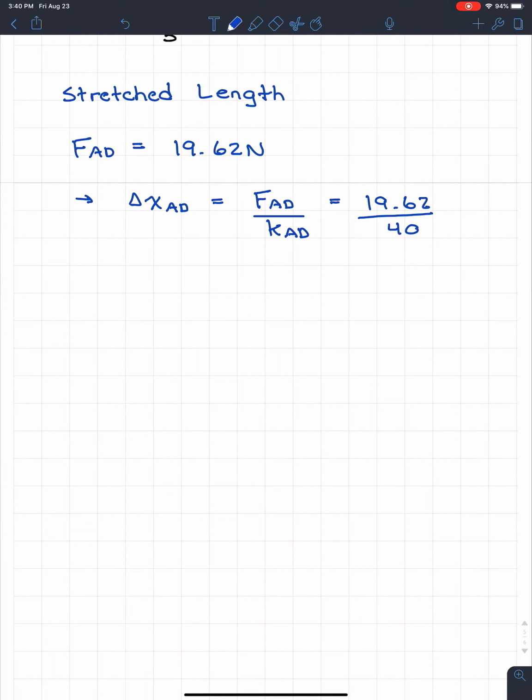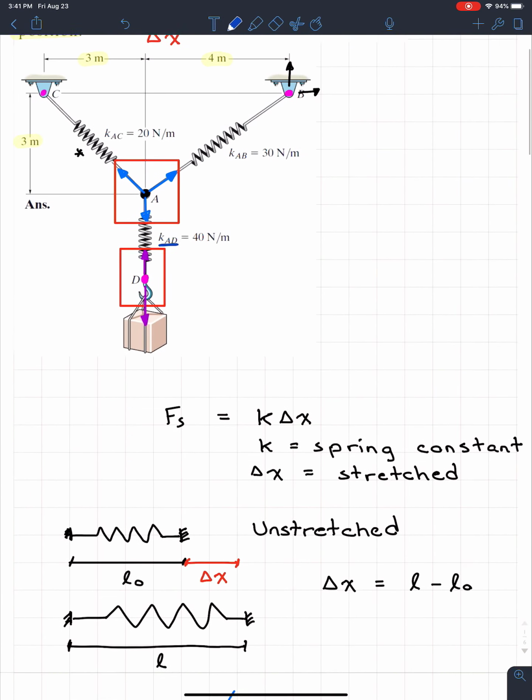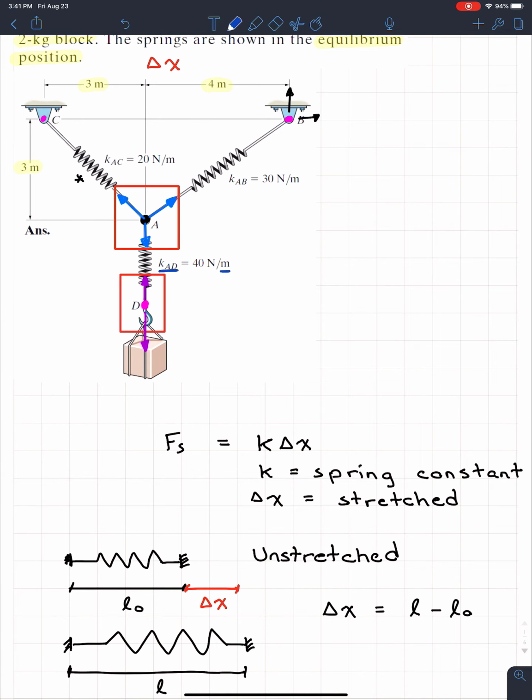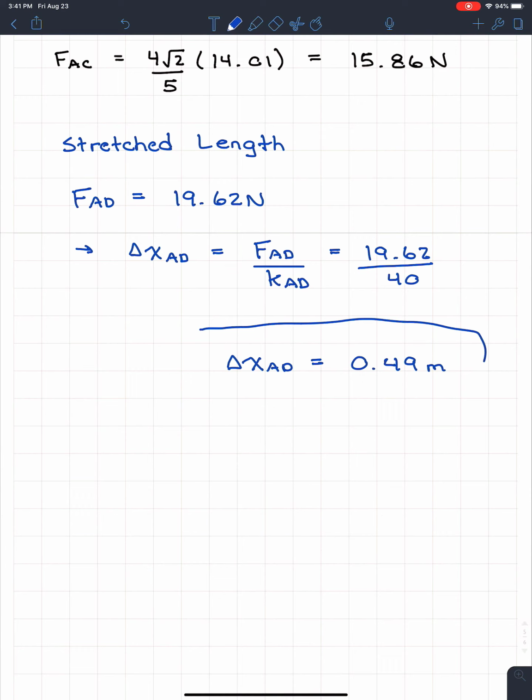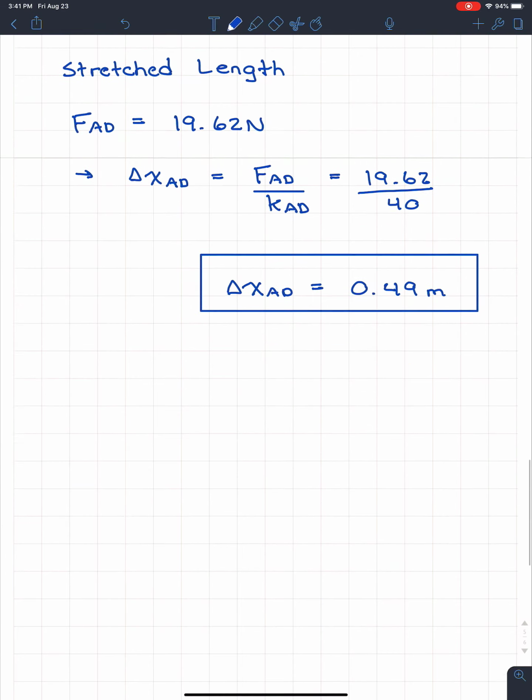So what we're going to do is 19.62 divided by 40. And what we're going to get is that delta X AD is going to be equal to 0.49 meters. So again, it should have units of meters because that's the value from the spring constant. So if we look up here, our value is newtons per meter, so our value of delta X will be in meters. And since that is one of the final answers, we're just going to put a quick box around it. Perfect. So now we can move on to the next one.